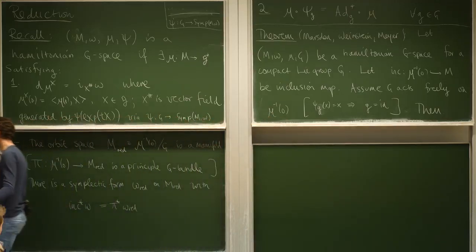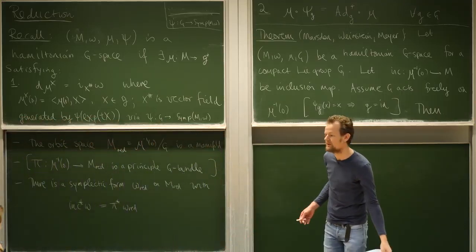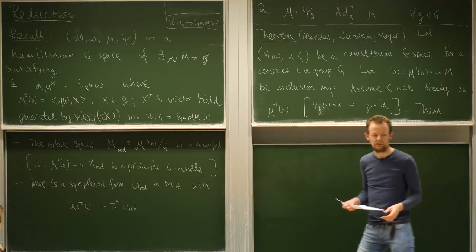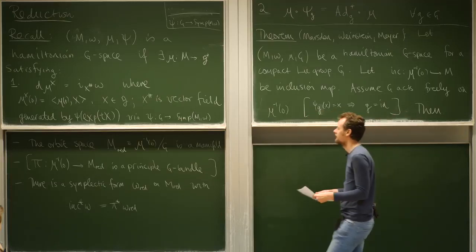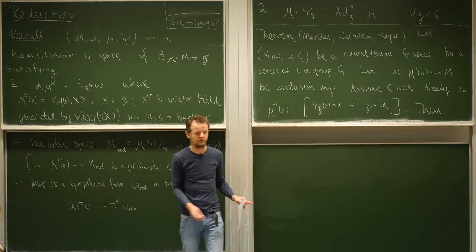So another comment is it's sort of hard to find low-dimensional examples, because if you have, say, the harmonic oscillator with S1 acting on it, then mu minus 1 of 0 is just the point 0. So everything's obviously true, but in a trivial way. So you've got to look for slightly higher dimensional systems before this becomes non-trivial. And indeed, in our example for this theorem, we'll take a look at a 4-dimensional mechanical system.